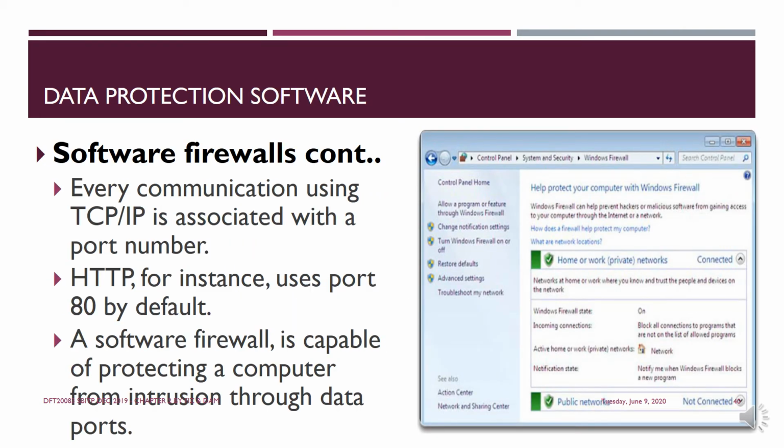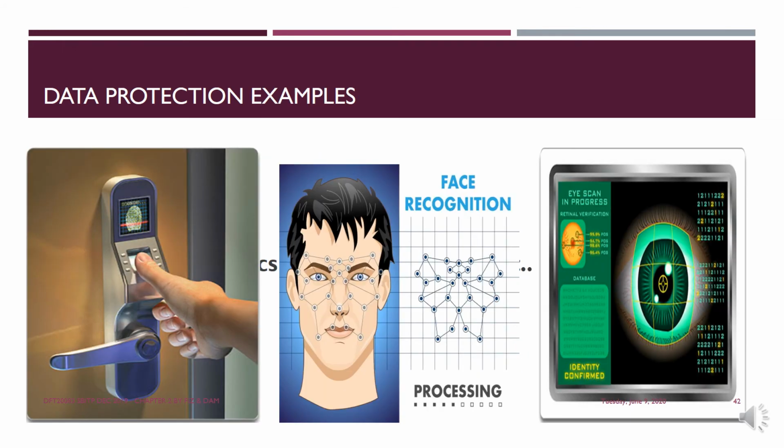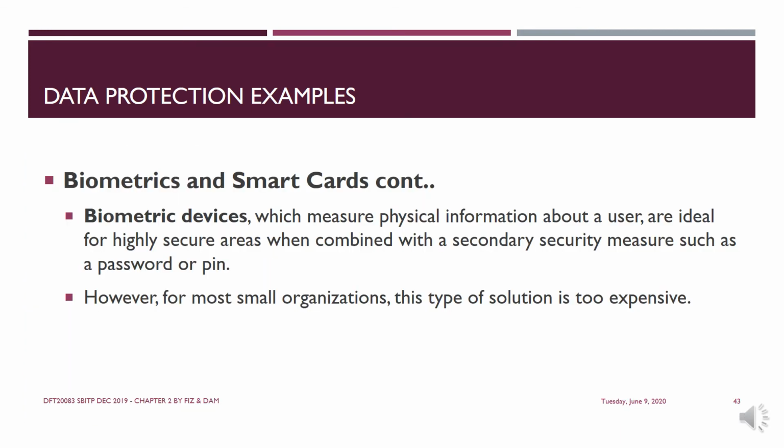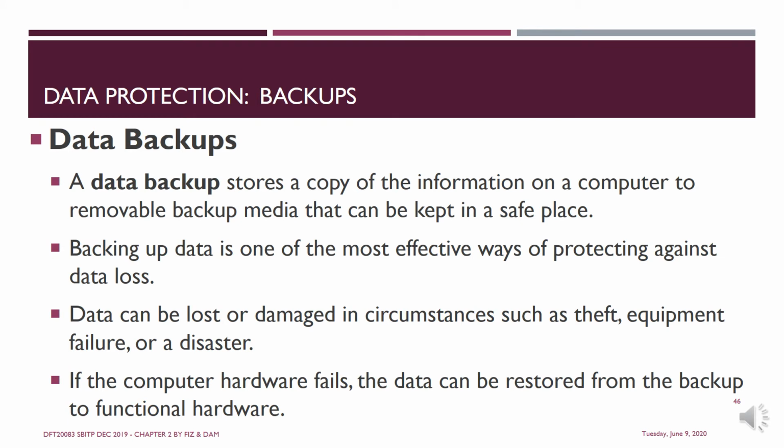Okay, this is the example of firewall software. For the system security and Windows firewall, we use the format of port 80 by default. The biometric and smart cards, do you know what is biometric and smart cards? Normally we use them to detect the face, the voice recognition, and also retina. This is the example of image of data protection examples. And the last part of the data protection example is about biometric and smart card.